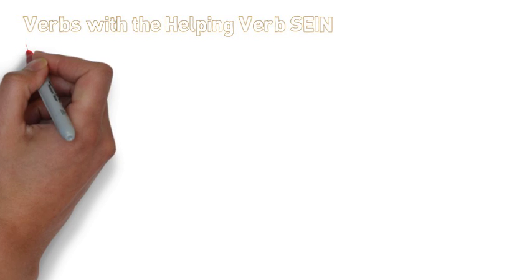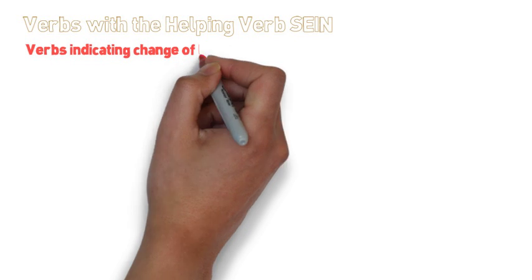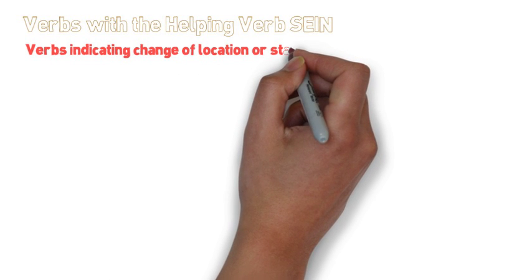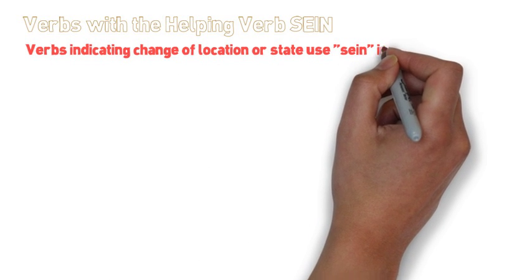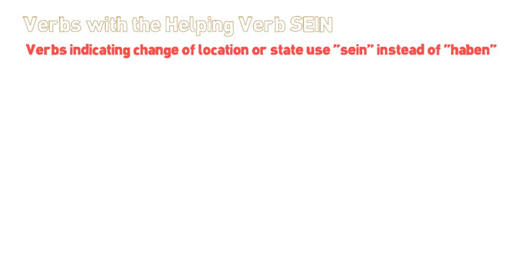So far, we've exclusively been working with verbs that use haben as their helping verb in the past tense. Some verbs, however, use the helping verb sein. What verbs used with sein have in common is that they all indicate a change of location or state. These are verbs that, by their very nature, get the noun doing them from point A to point B, or condition A to condition B.